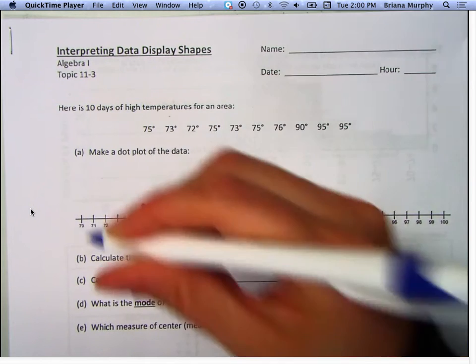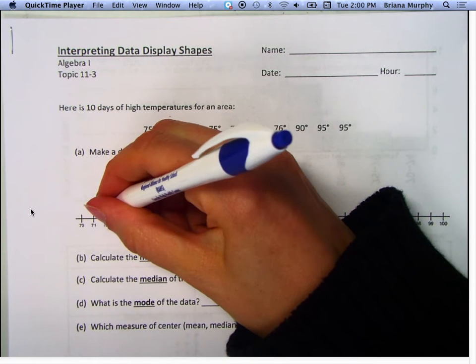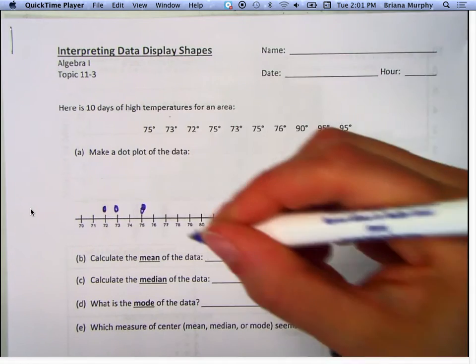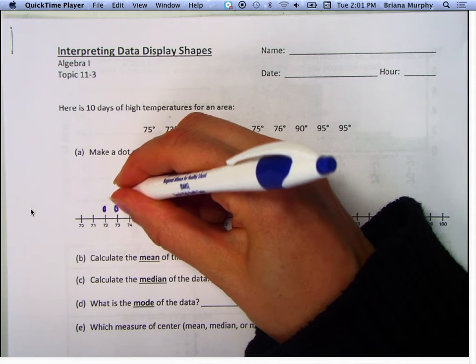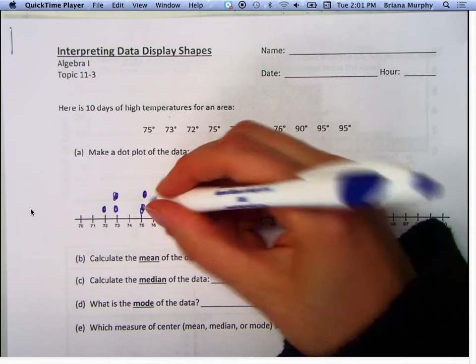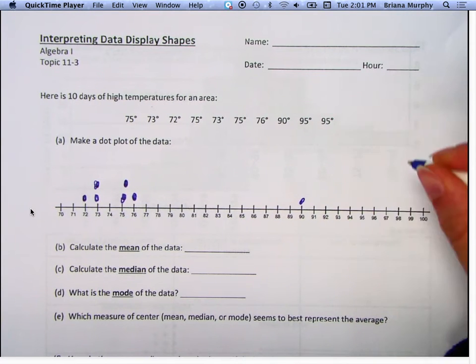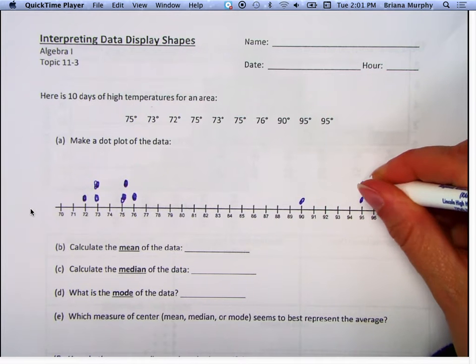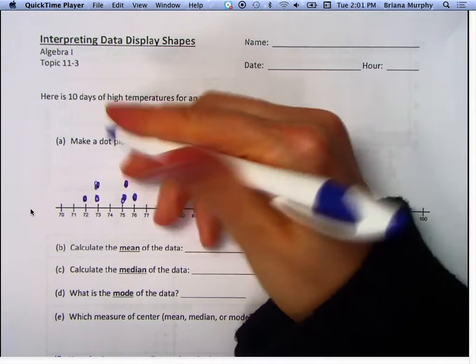We're going to put a dot at 73. We're going to put a dot at 72. We're going to put another one at 75. Another one at 73. One at 76. And one at 90. And two at 95. Oh, I missed one. 75.